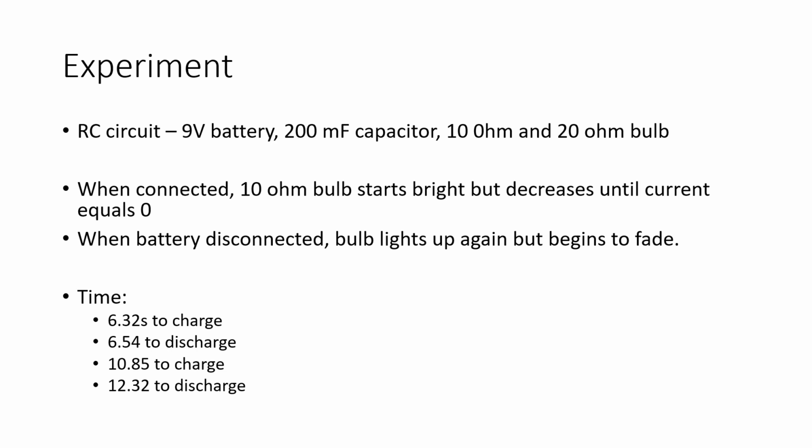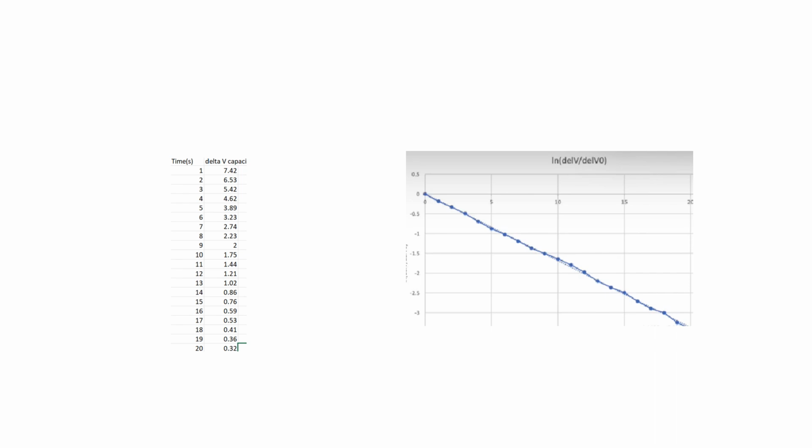And then the time it took was around 6.32 seconds to charge the 10 ohm bulb, and then 6.54 to discharge. And then the next two are for the 20 ohm bulb. So you can see they're generally the same time. And then here's the time, here's the delta V of the capacitor, and then this is what happened.